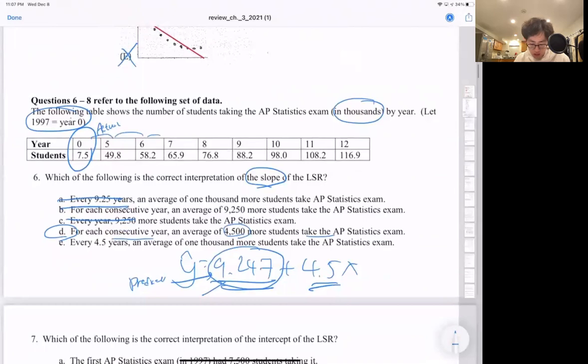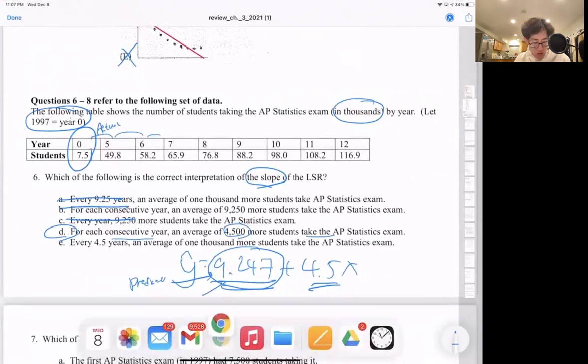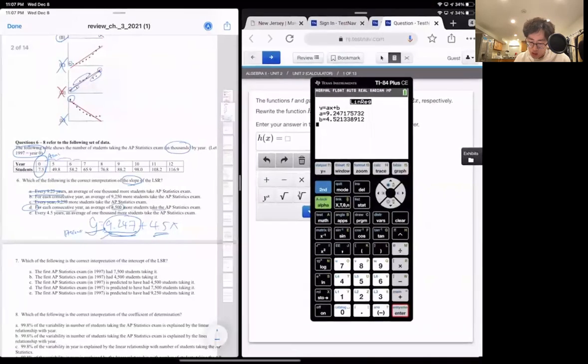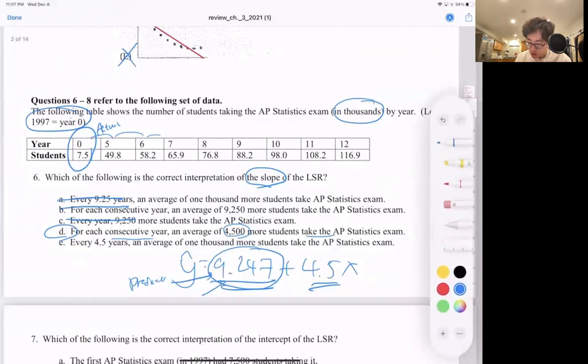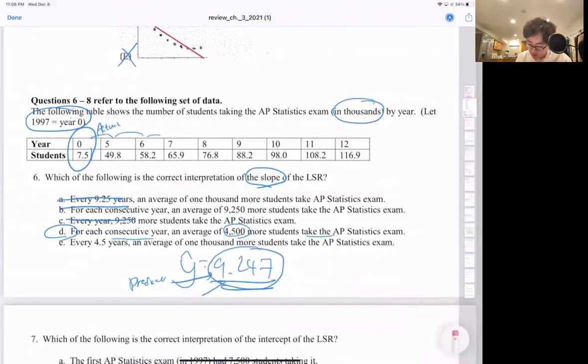Or wait a minute, did I make a mistake on this one? Let's see. Oh, I'm sorry. A should be your slope. That's my fault. Sorry, I got my equation incorrect. So that should be x right here plus 4.5, which means this is your y-intercept. So I have to completely loop back around on this.